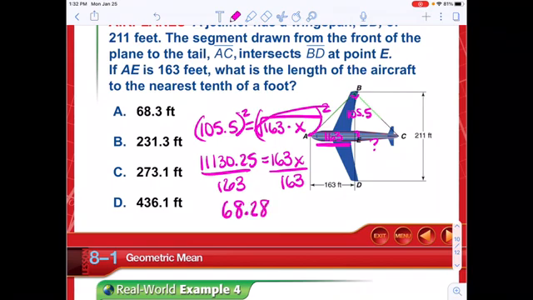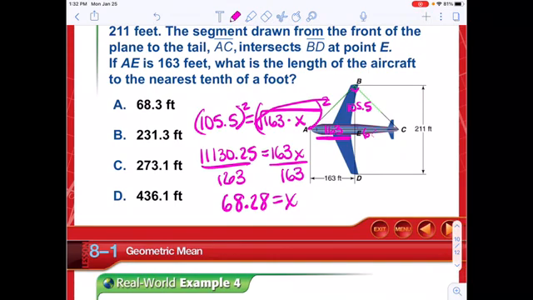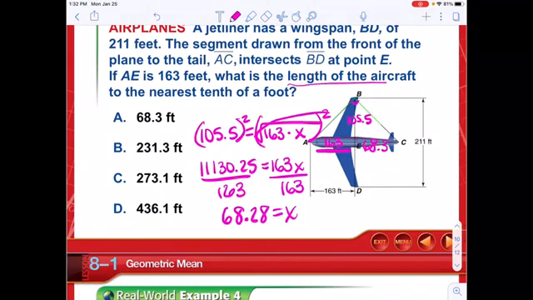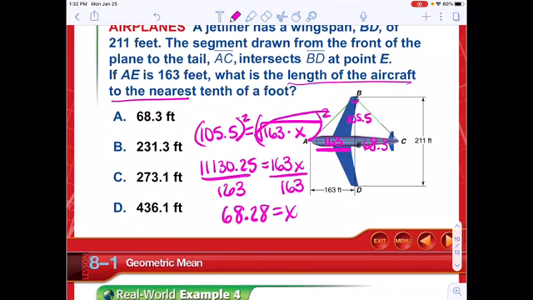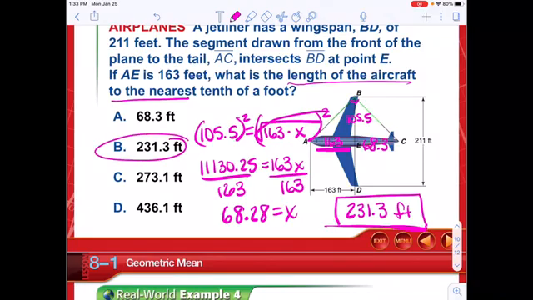And we get that part is 68.28 feet. Now, there is an answer of that. The thing is, that is only this question mark. And we want the length of the aircraft. So we just take 68.3 plus 163, and we get that the answer is 231.3 feet. Okay, so B is our solution.